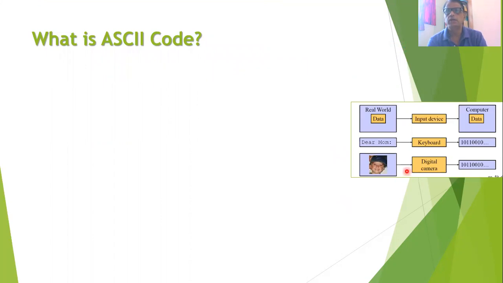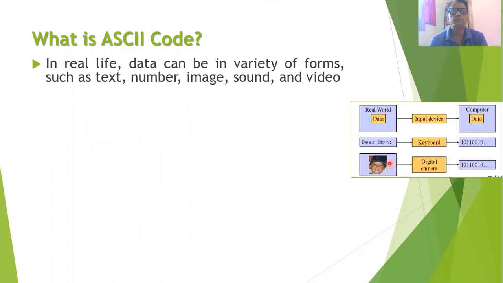Friends, as you know, in our real world, data can be in a variety of forms. For example, our data can be in the form of text, in the form of numbers. Real life data can be in the form of images, sound, or video. Depending upon the type of data you have, you need some input device to read such data, and through the input device, you can feed such data to the computer system.